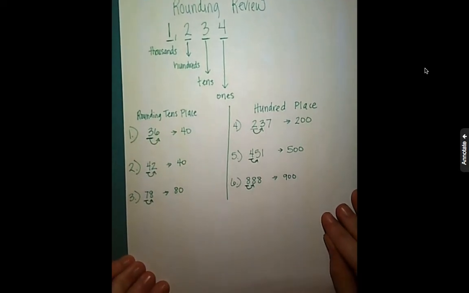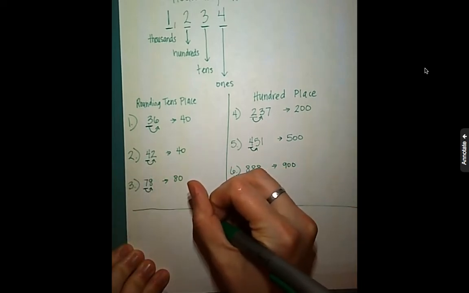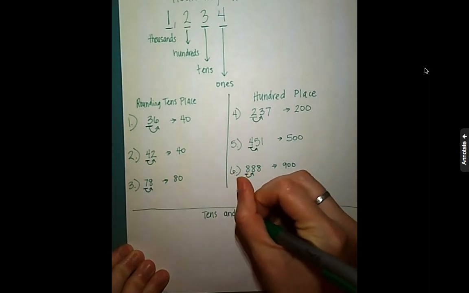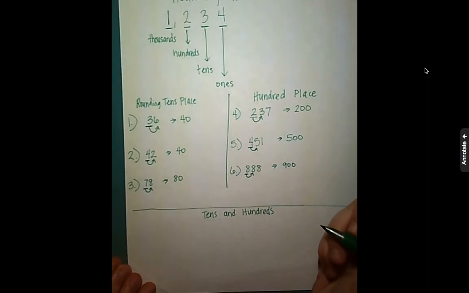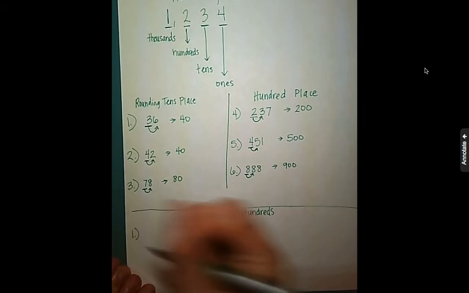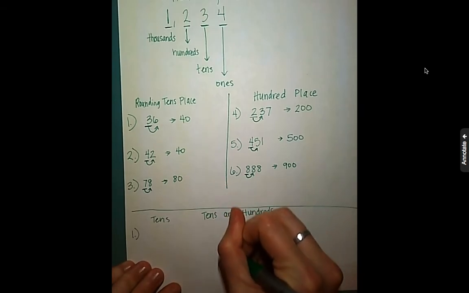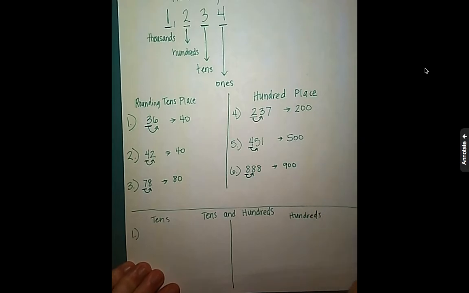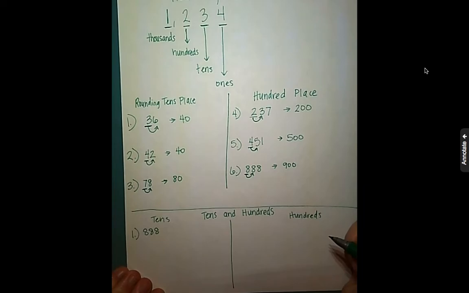Alright, what I'm going to do at the bottom here is I'm going to combine. So let's see here. I'm just going to do tens. And this will be my hundreds side. Let's say I have that 888. So I'm going to use some of these same numbers from above.